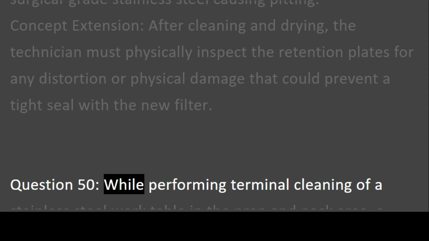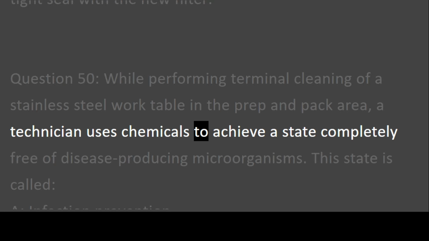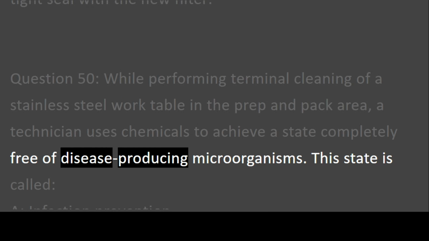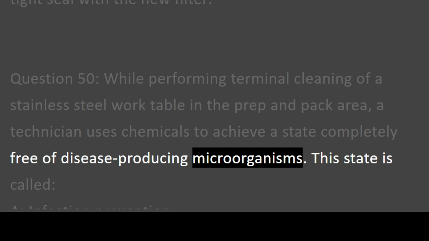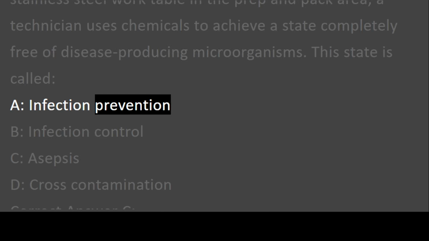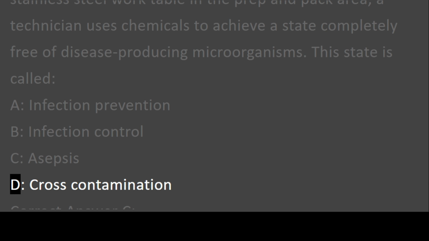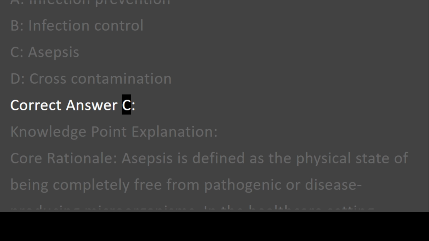Question 50. While performing terminal cleaning of a stainless steel work table in the prep and pack area, a technician uses chemicals to achieve a state completely free of disease-producing microorganisms. This state is called: A. Infection prevention. B. Infection control. C. Asepsis. D. Cross-contamination. Correct answer C.